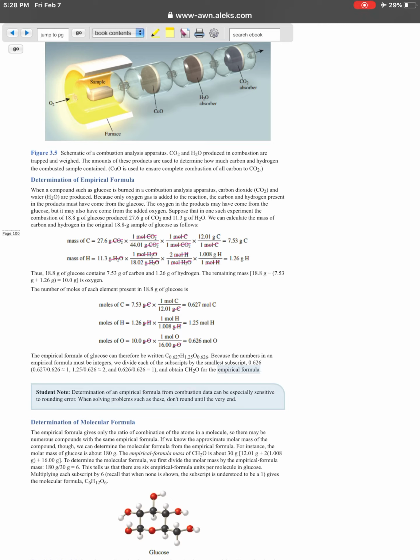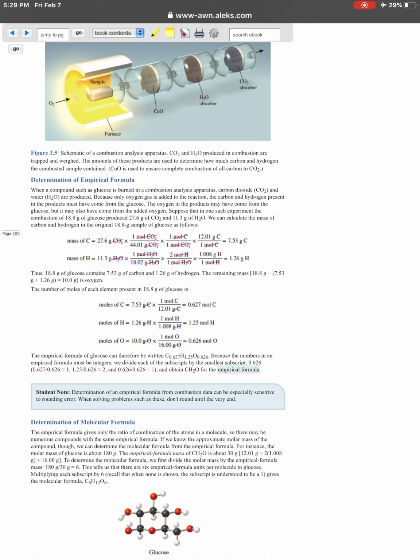Remember, the hydrogen goes into the water in a combustion reaction. So it says here that 11.3 grams of water was produced. So we divide by the molar mass. This is from the previous section, right? If you have mass, you divide by molar mass in order to get moles. So the first step is dividing by the molar mass of water, 18.02 grams. That gives us the moles of water produced.